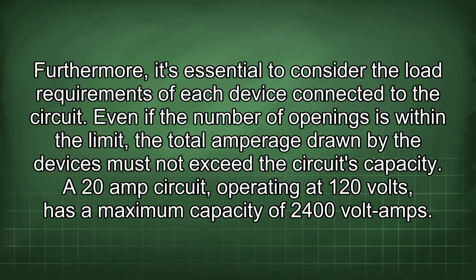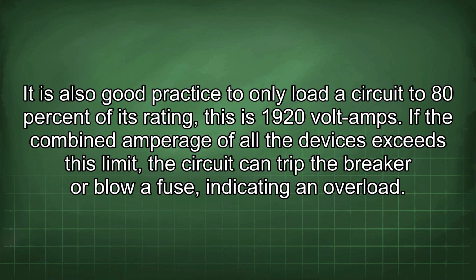Furthermore, it's essential to consider the load requirements of each device connected to the circuit. Even if the number of openings is within the limit, the total amperage drawn by the devices must not exceed the circuit's capacity. A 20 amp circuit, operating at 120 volts, has a maximum capacity of 2400 volt-amps. It is also good practice to only load a circuit to 80% of its rating. This is 1920 volt-amps. If the combined amperage of all the devices exceeds this limit, the circuit can trip the breaker or blow a fuse, indicating an overload.